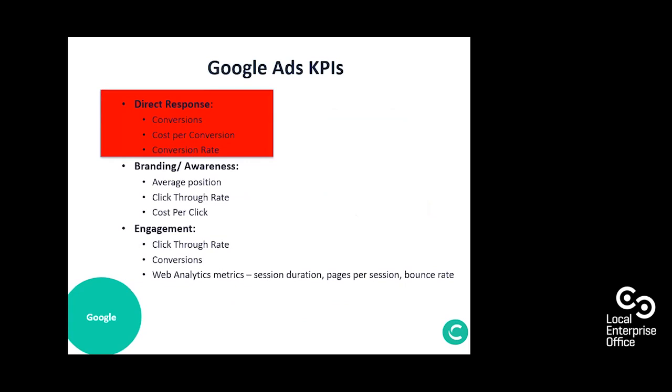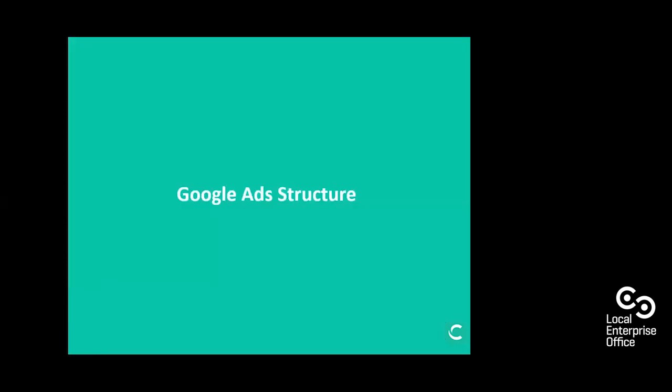Okay, so Google Ads KPIs then. You can see there, you can target a whole range of different KPIs. But for most SME businesses, they're going to be targeting direct responses, so conversions, cost per conversion, et cetera. They're trying to drive some type of traditional, real business KPI, rather than necessarily a digital analytic.